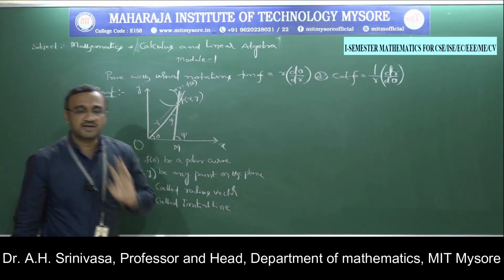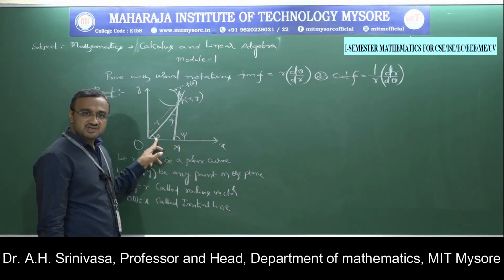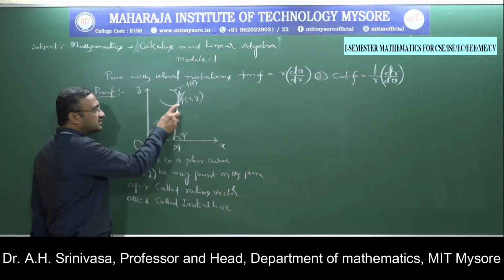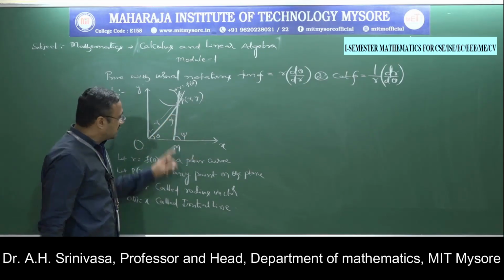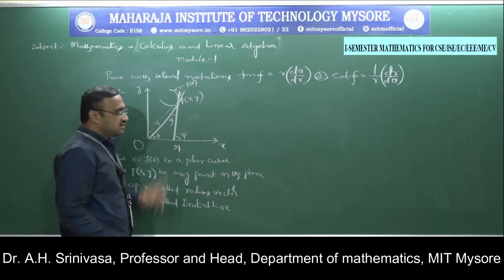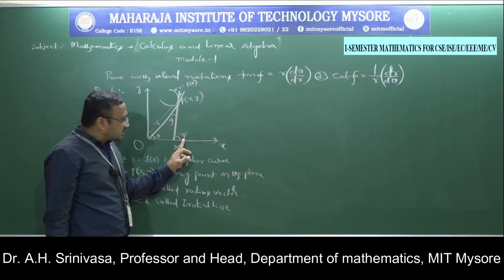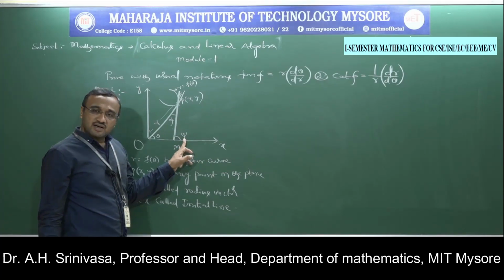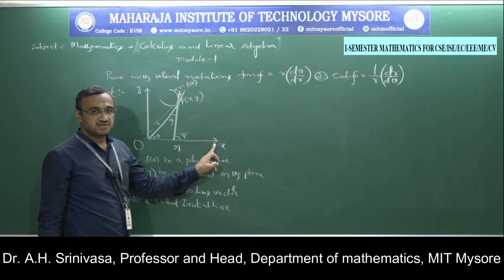So you are using initial line, tangent and radius vector. Three types of angle will be developed. One of the angles is theta. So this is the theta, the angle developed between the radius vector and the initial line. And phi is the angle developed by radius vector and a tangent. Psi is also an angle developed by a tangent and an initial line.